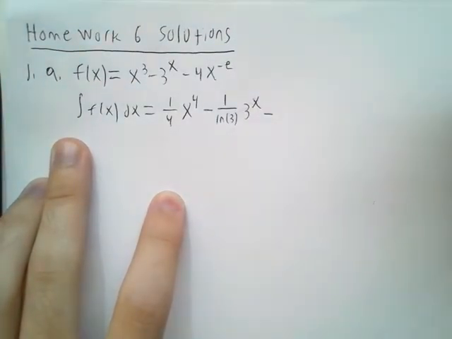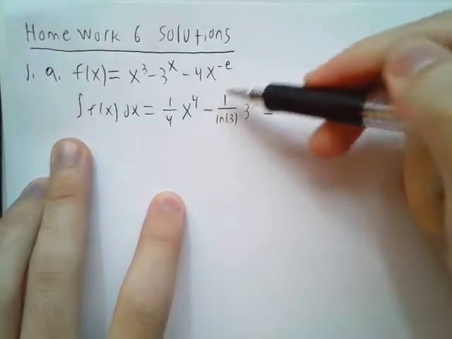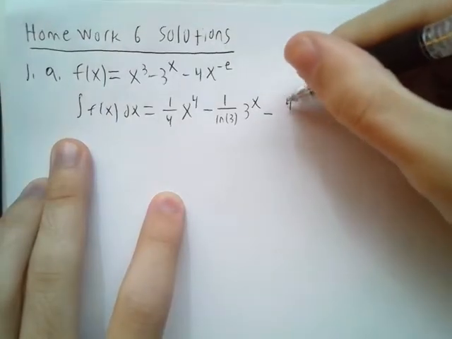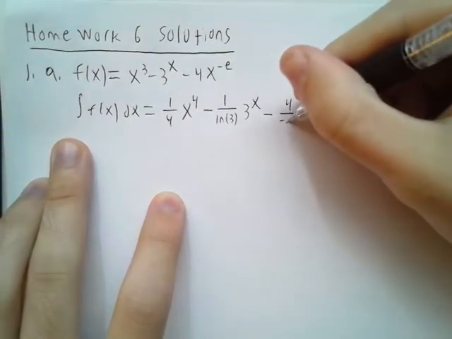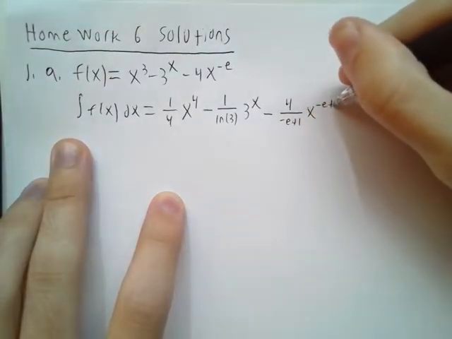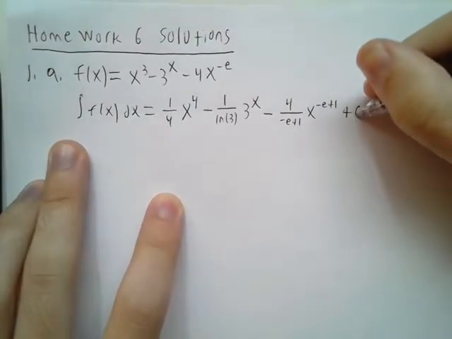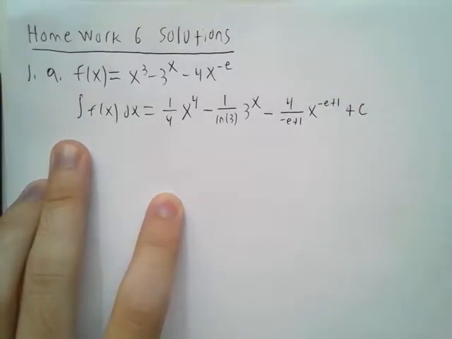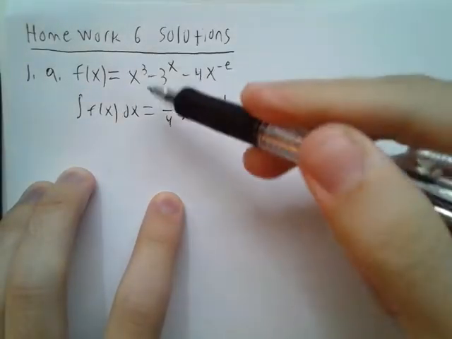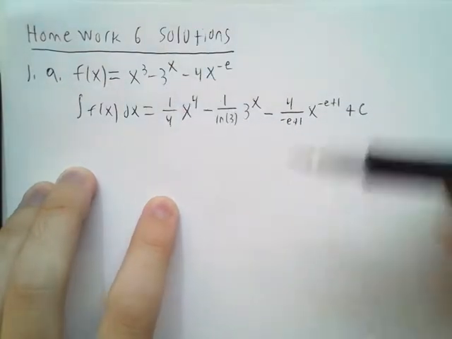Then the last term, x is now in the base again, so this is another power function. So again, we can use the anti-power rule. So we'll get 4 over negative e plus 1, x to the negative e plus 1. And then, of course, we can always add a constant to the end of our antiderivative. So that would be the answer for part A. Basically, it's an application of the anti-power rule and the antiderivative rule for exponential functions.